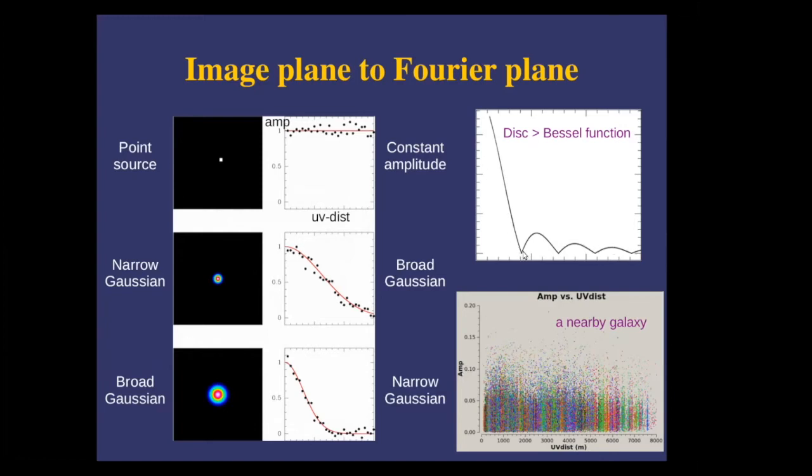And at the place where this function goes to 0, that gives you basically the size of your disk, or it's related to the size of your disk. So just based on the property of the Fourier function here, you can derive properties of the source from the sky.